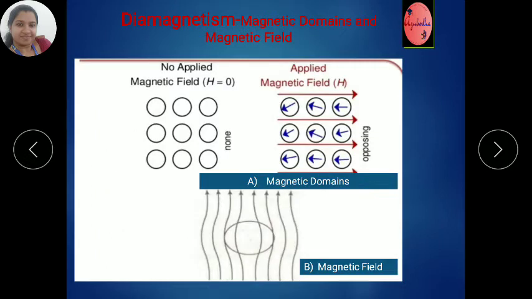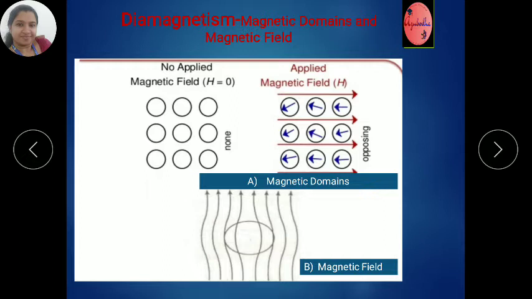So we can observe the magnetic domains and magnetic field of diamagnetic materials. In this diagram, when no magnetic field is applied, no domains are there. But when a magnetic field is applied, the applied magnetic field is along this direction. This arrow mark represents the direction of the applied magnetic field, and here the magnetic domains are in the opposite direction. That means the induced magnetic field is against the direction of the applied magnetic field.